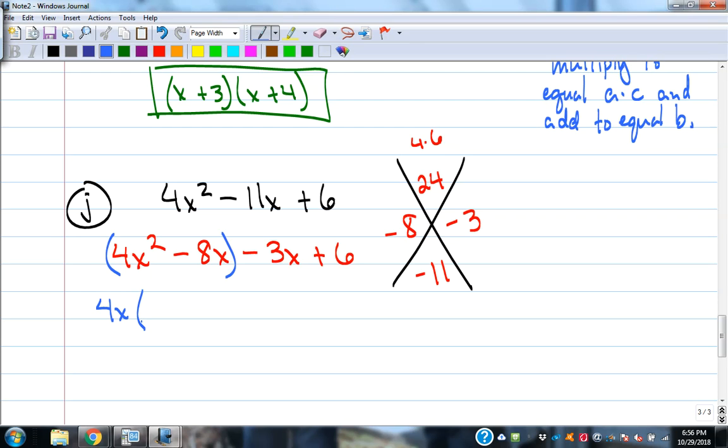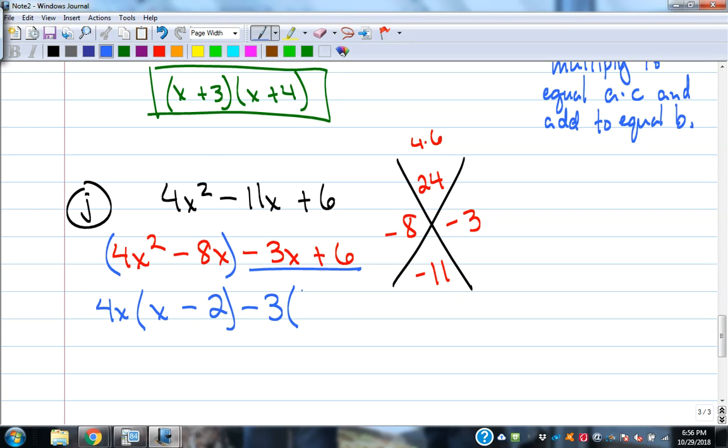4x. What's that leave in the parentheses? X minus 2. Yeah, good job. What do I pull out of the second pair? 3. What kind of 3? Positive. What sign is right there in the middle? It's a negative. So it needs to be a negative 3.